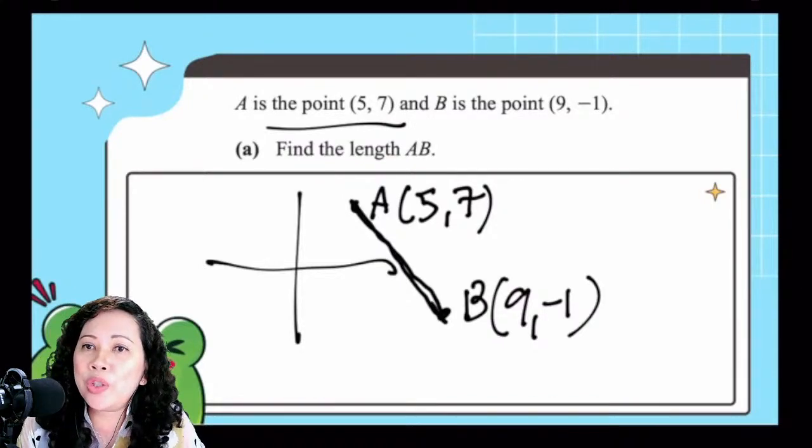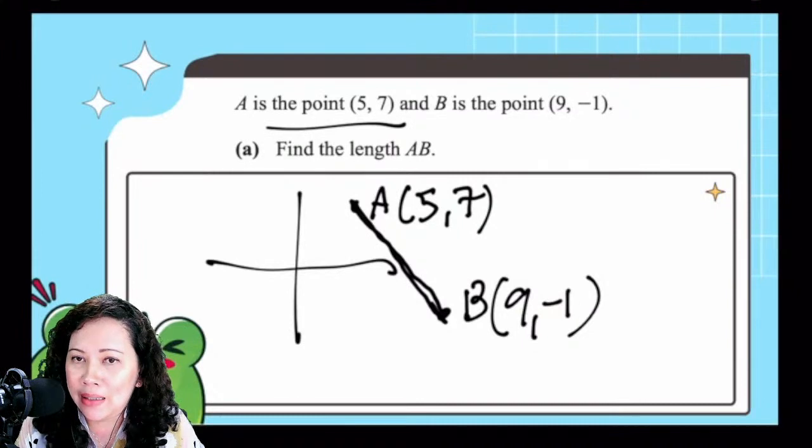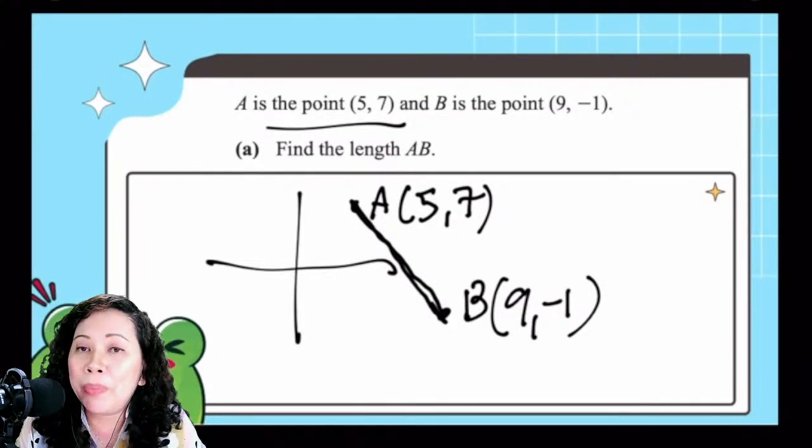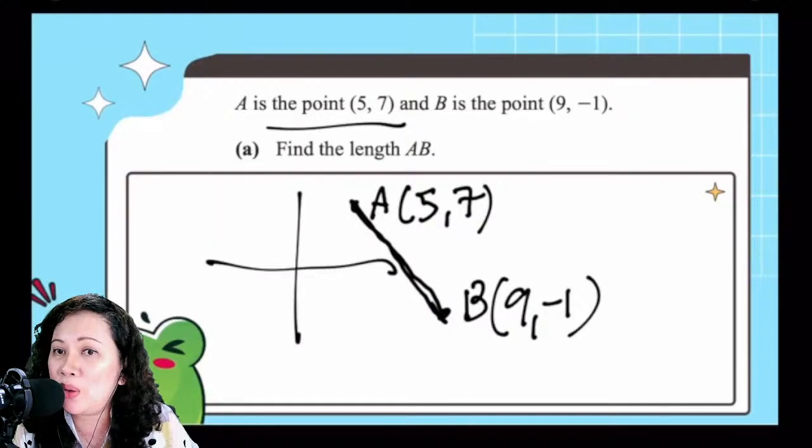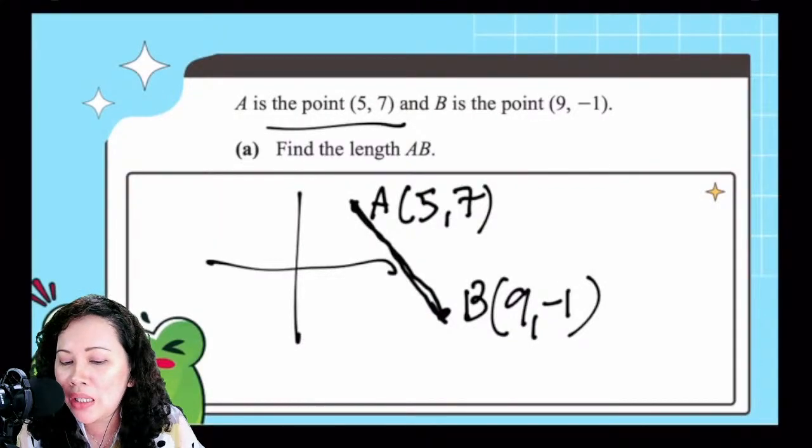For you to be able to know this distance, if we graph it, it's actually under the Pythagorean Theorem. Hello, Mars Steve. This is actually under the Pythagorean Theorem. So how do we solve with the Pythagorean Theorem? We simply create our right-angled triangle.